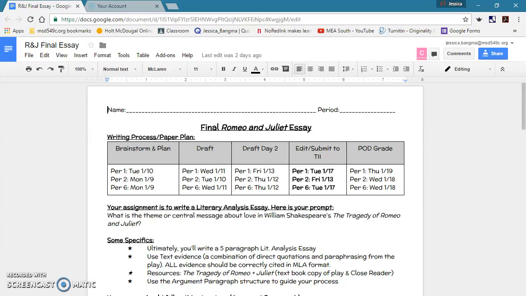Hello, Mrs. Bangma here again, and today I'm going to talk to you about how to create topic sentences or claim statements for each of your body paragraphs.